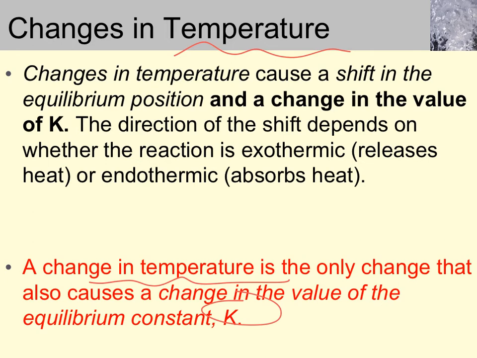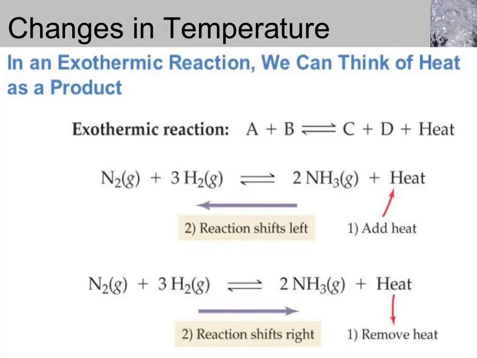So which way the reaction will shift depends on whether or not the reaction is exothermic, which means it gives off heat, or endothermic, which means it must absorb heat in order to proceed. If you understand the following concept, dealing with temperature changes is very easy. If you have an exothermic reaction, which means the reaction gives off heat, you literally write in heat as a product. Heat is given off, it's produced, so it really is a product. So literally write it in as a product and treat it like any other product if you were trying to figure out what would happen in Le Chatelier.